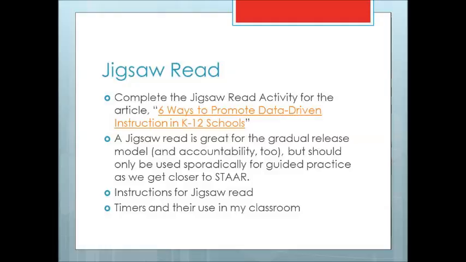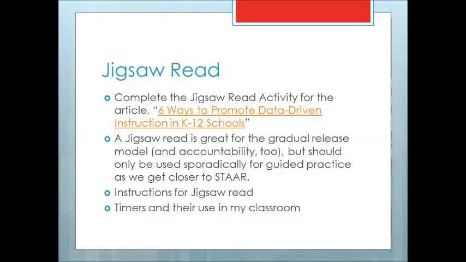We are going to now participate in what is called a jigsaw read. A jigsaw read, as you see in front of you, located on the text titled 6 Ways to Promote Data-Driven Instruction in K-12 Schools, is split up into 4 quadrants. A jigsaw read is great for the gradual release model, and it holds students accountable as well. But it should only be used sporadically for guided practice as we get closer to STAR.